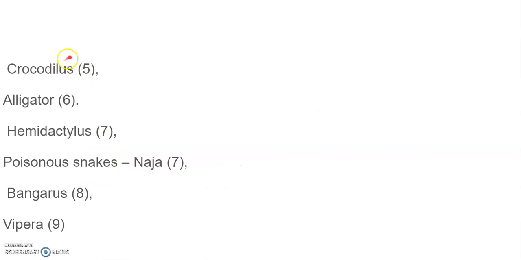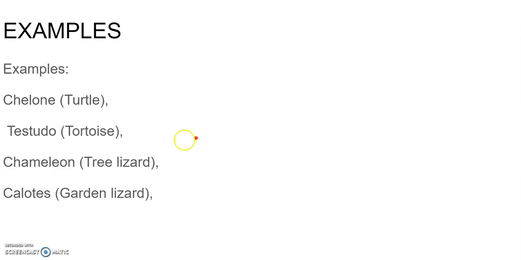Now test on examples here. Chelone, common name; Testudo, common name; chameleon, common name; Calotes, common name; crocodile, common name; alligator, common name; Hemidactylus, common name; Naja, common name; Bungarus, common name; Vipera, common name. You have to write common names and then check here.